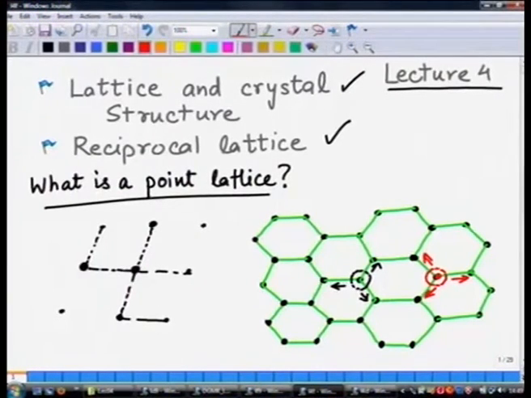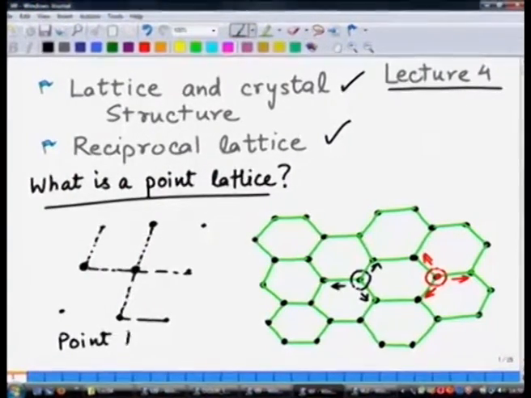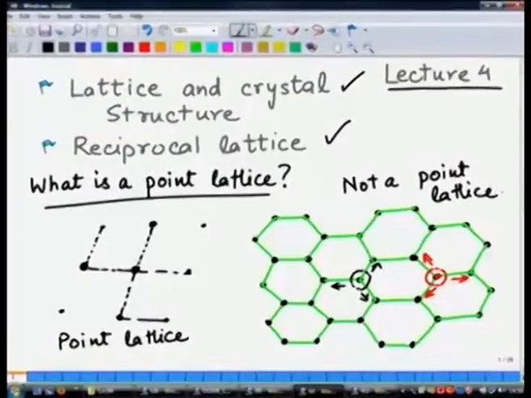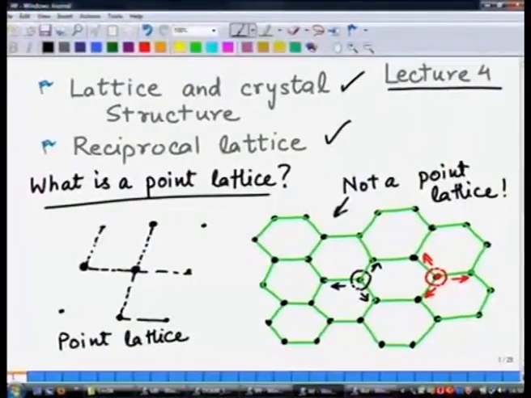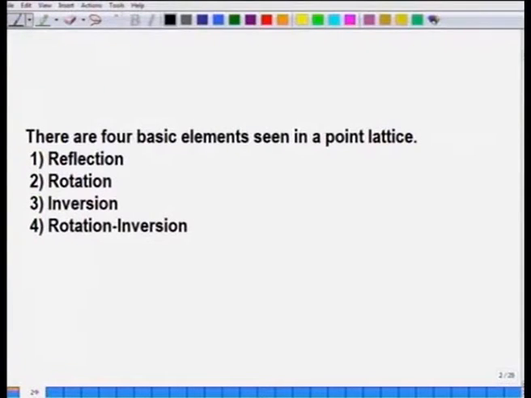Okay. So, that is one thing I want to tell you. So, this is a point lattice, and this is not a point lattice. Okay. So, now let us look at what the symmetry elements are which underlie these point lattices. So, let us talk about symmetry.